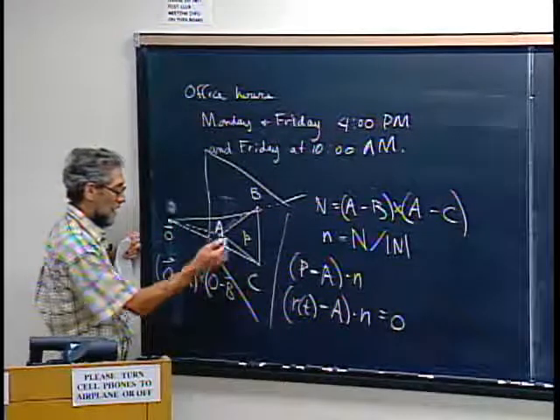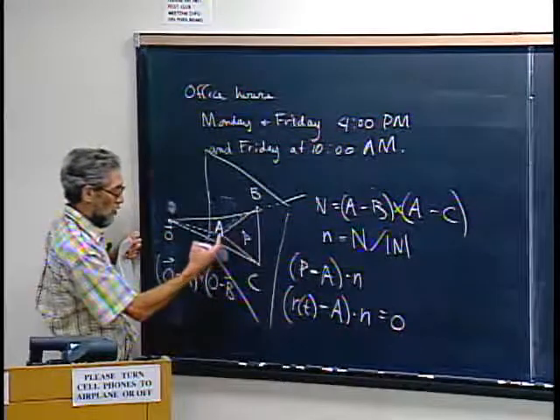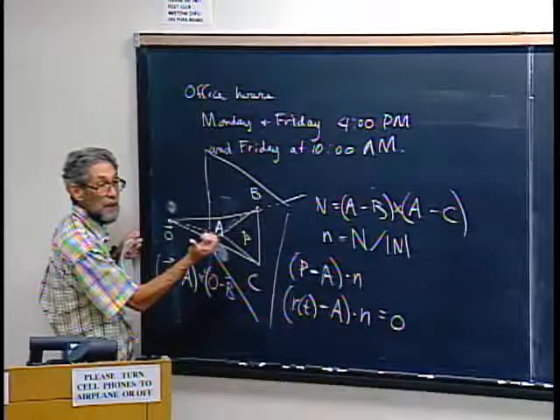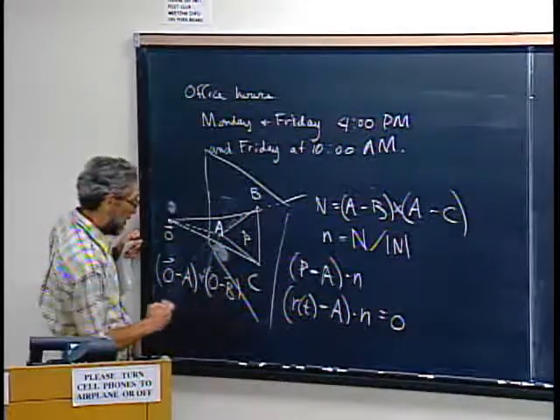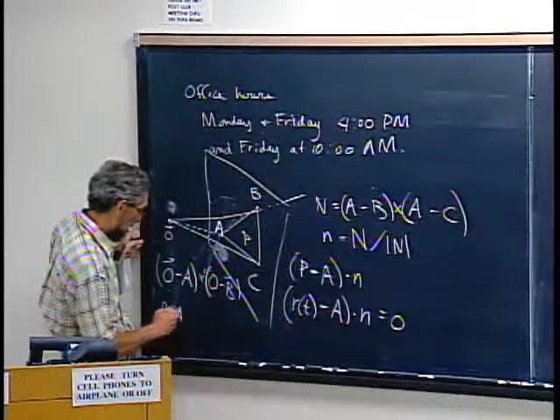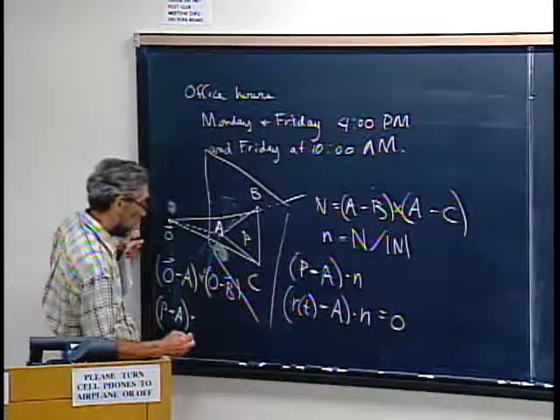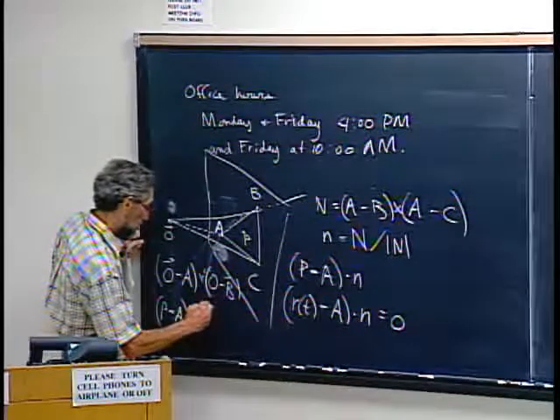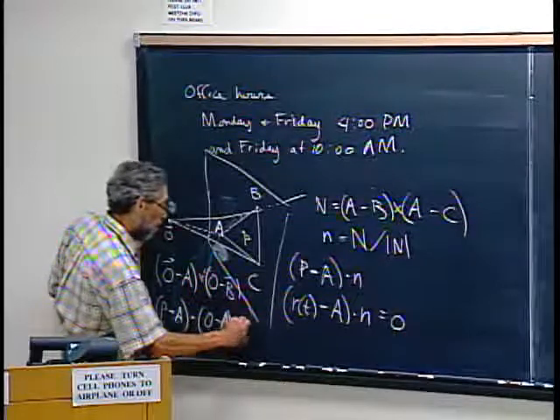And then I just have to evaluate P with respect to that plane equation to see if it's on the positive side of the plane. Right? So I take P minus A dot this cross product, O minus A cross O minus B.